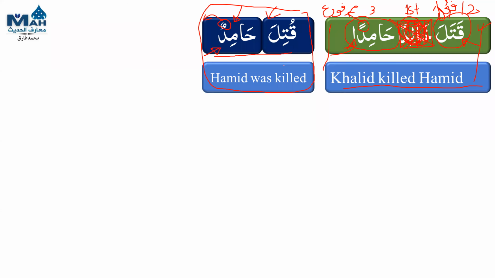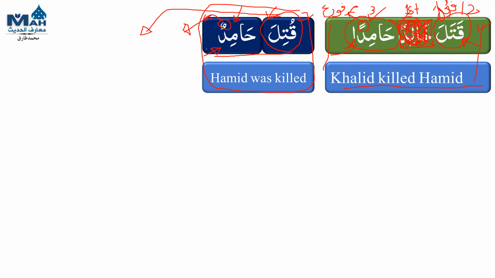Qutila Hamidun, Hamid was killed. Now we made it marfu. Now it is confusing. That's what I want to teach you. In this sentence, we know Khalidun is marfu fa'il, Hamidun mansub maf'ul. But in this sentence, Qutila Hamidun, it is marfu. So first of all, keep in mind that the weight is Qutila. You have to remember this weight, because if you are confused in the weight, then you will not be able to analyze the sentence. This weight will tell you whether the sentence is passive or normal.